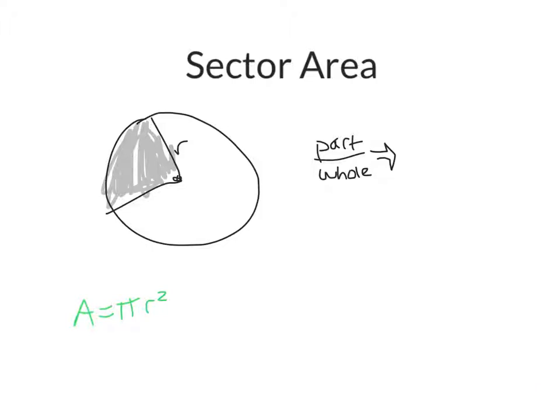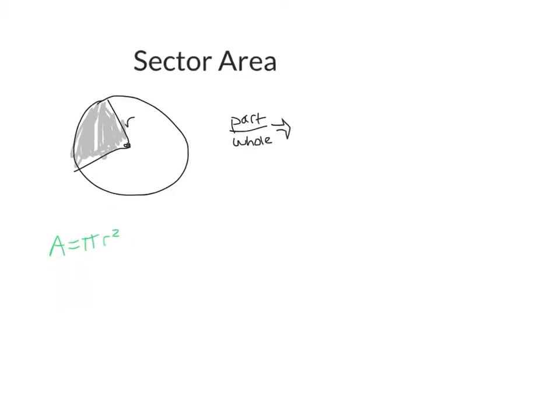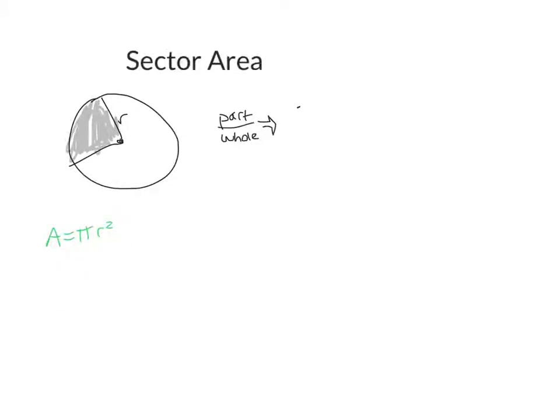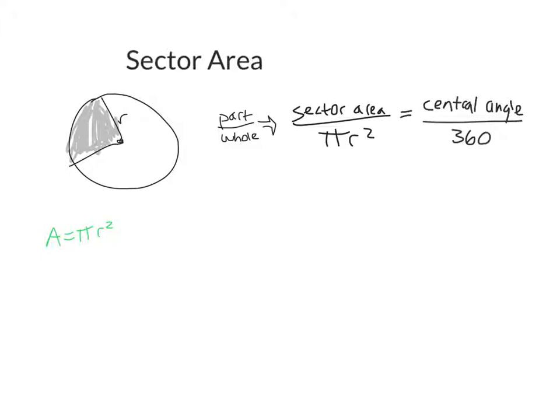Therefore, we're going to have sector area all over, and I'll just write out the formula, pi r squared, because that's the formula for the area of a circle. So it's a part of the area over the whole area. And guess what it's going to be equal to? Going to be equal to the central angle, that angle right there, over, guess what, 360. The part over the whole.